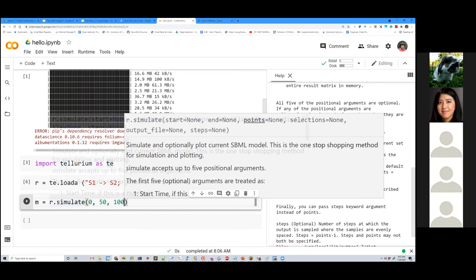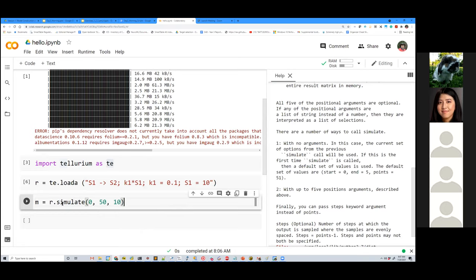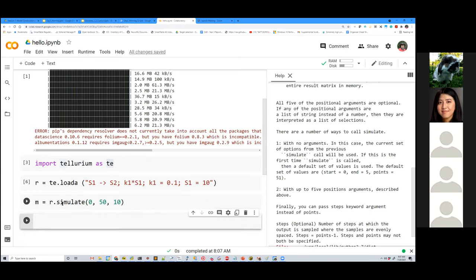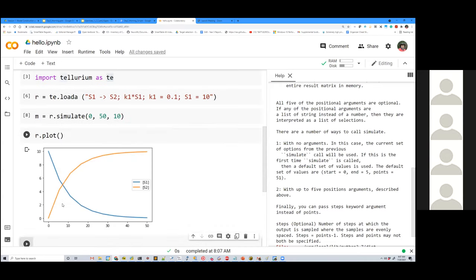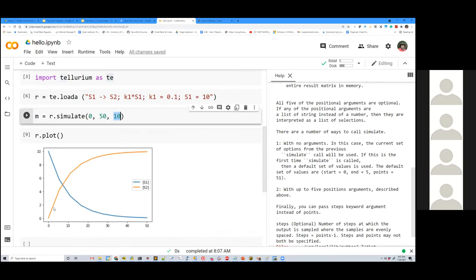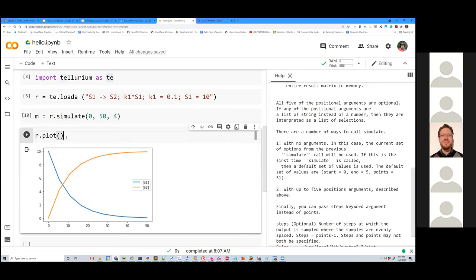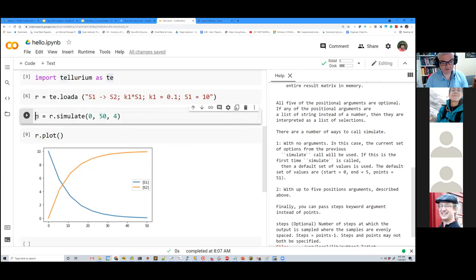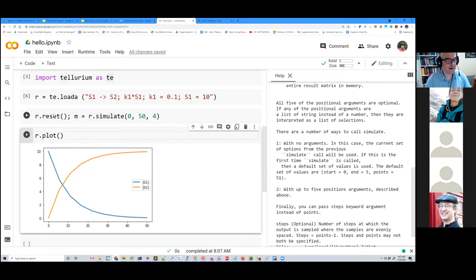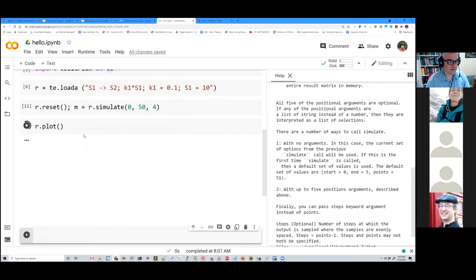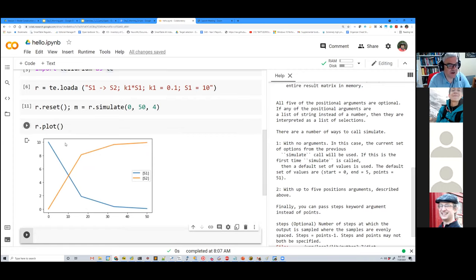Let me just show you what happens if I just do 10 points. So I'll run that, and then I can just plot it. And then I get the plot. So you notice I only did 10 points, which means you can see the straight lines in the curve. If I did even fewer, let's say four points, and then plotted that, actually I should do a reset first, shouldn't I? Reset it back to where it was, and then do the plot. Now you definitely see the straight edges that form the data.